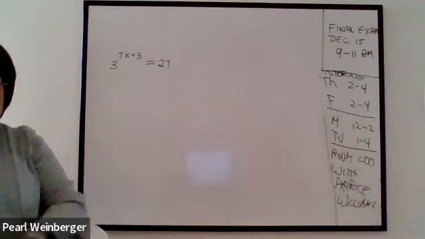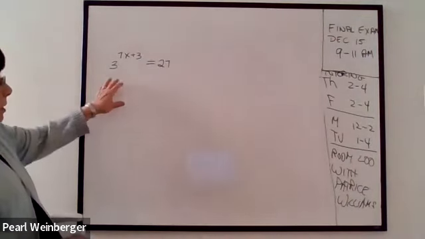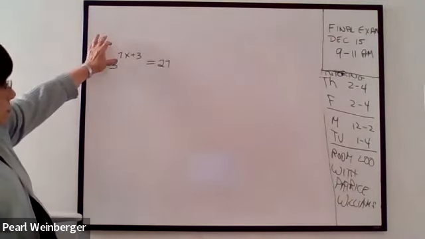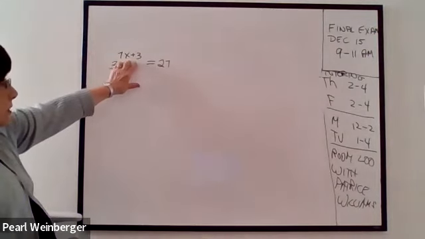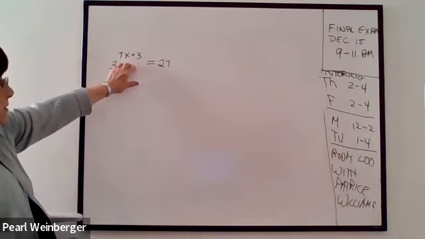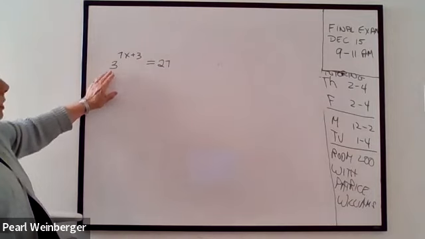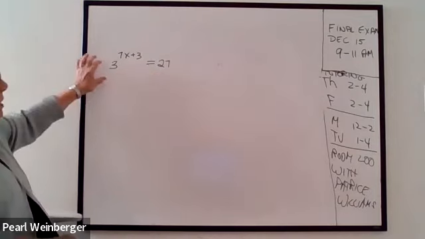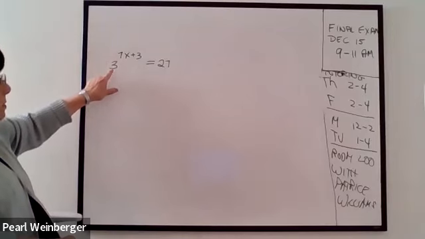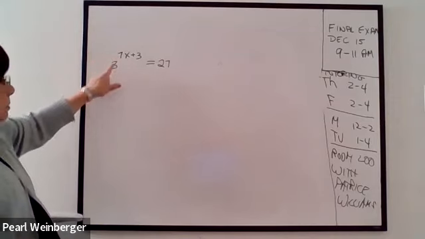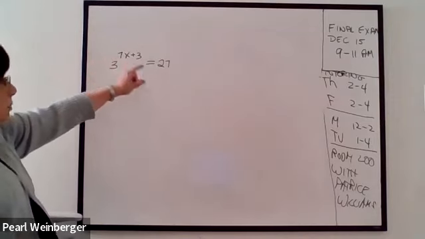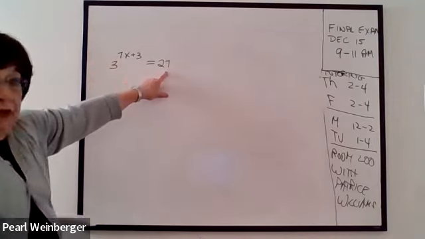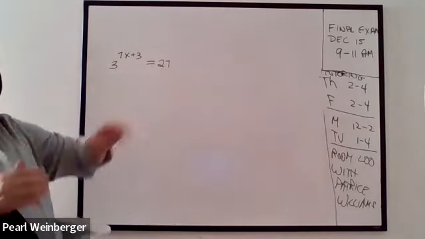Okay, let's see if we can work this out together. This is called an exponential equation because the variable, the x, is in the exponent. And what we try to do is get both sides to be written in the same base. What do I mean written in the same base? This number is written in base 3. It's 3 to an exponent. See if you can get the other side to be written in base 3 as well.